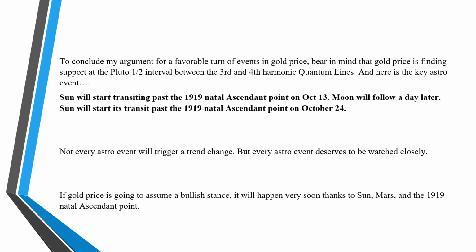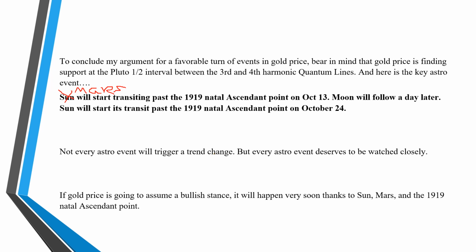In the next several days, Sun is going to start transiting past the 1919 natal ascendant point. And as a matter of fact, I've got that pegged to start at around the 13th of October. Moon is going to follow a day later. Then, sorry, I've made a mistake here. Mars is going to start transiting past. Okay, it's not the Sun. Mars. There we go. Mars is going to start transiting past the 1919 ascendant point on the 13th of October.